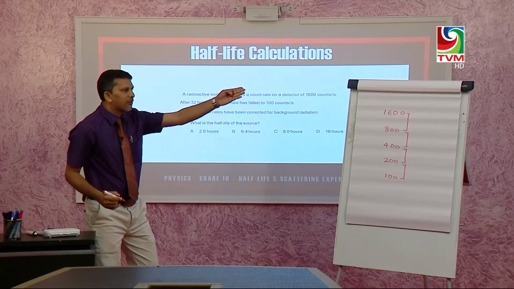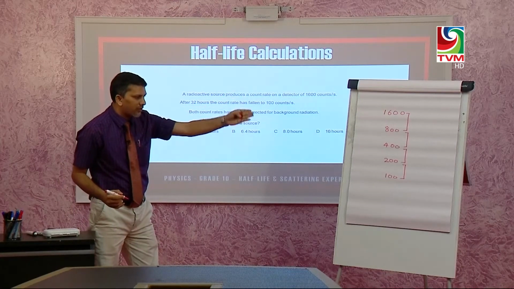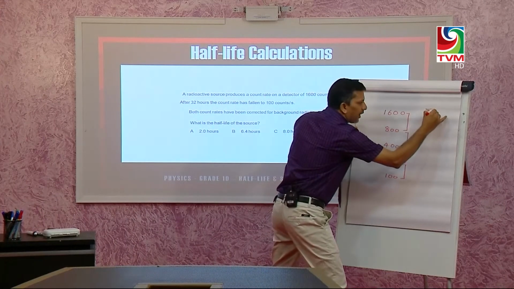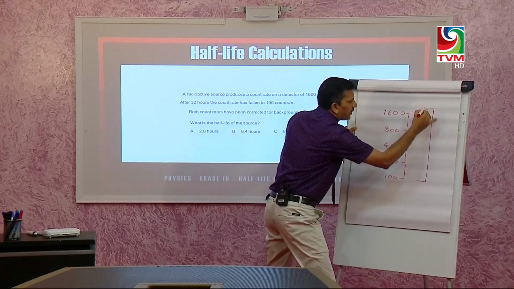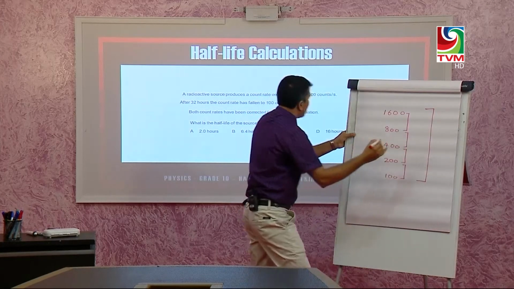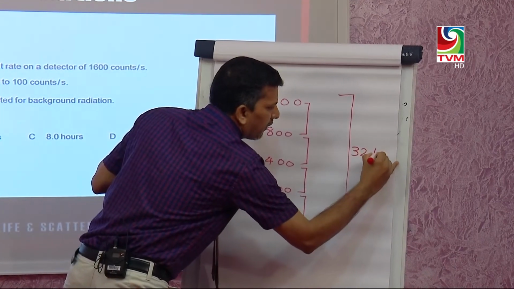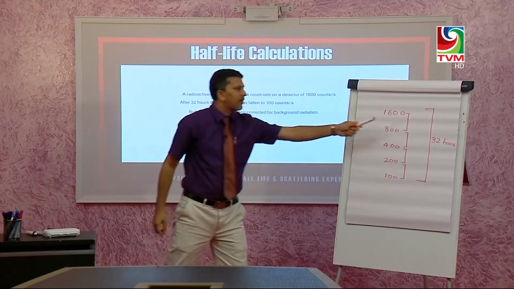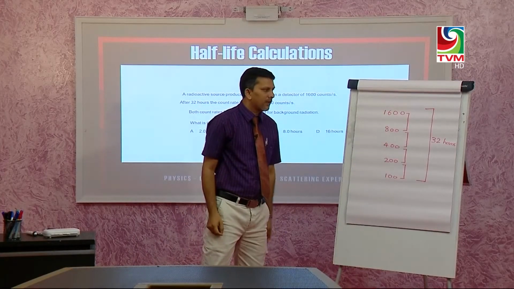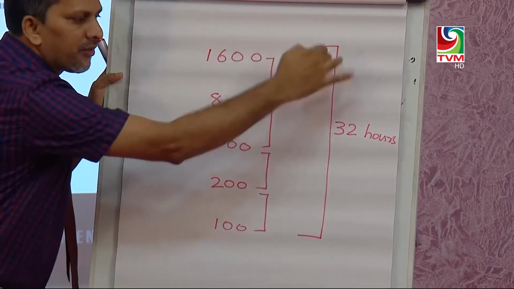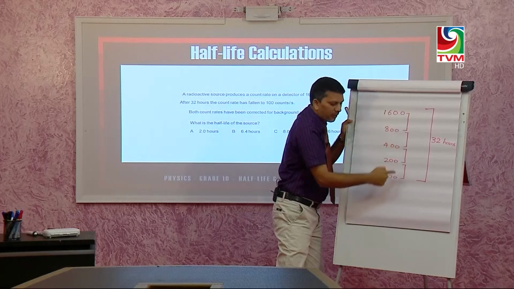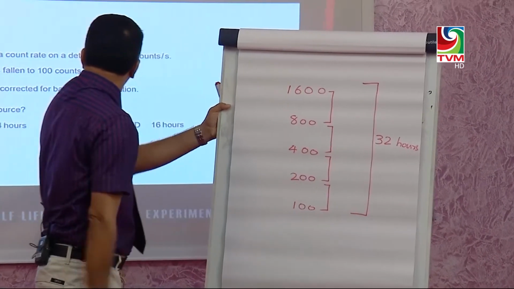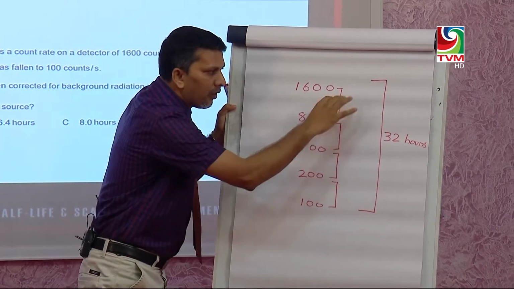So 1600 counts per second falls to 100 counts per second. Now the total time taken is 32 hours. What will be the half-life? That is the question. From this information we know that 1600 to 100 takes 32 hours. So what will be the half-life?